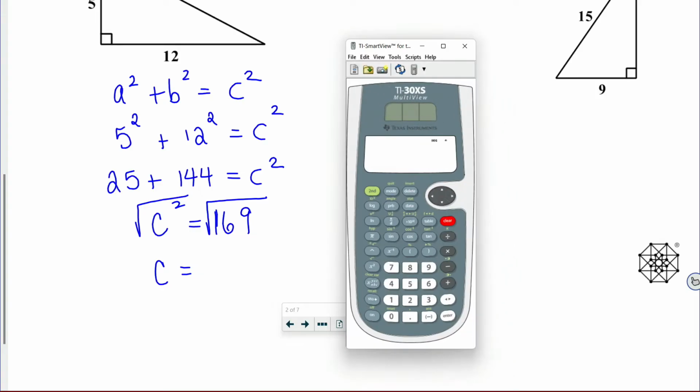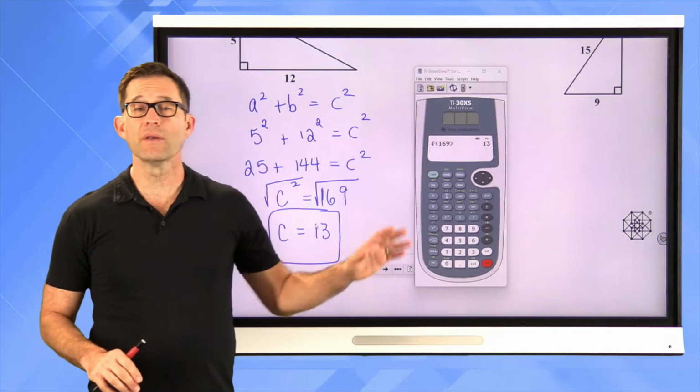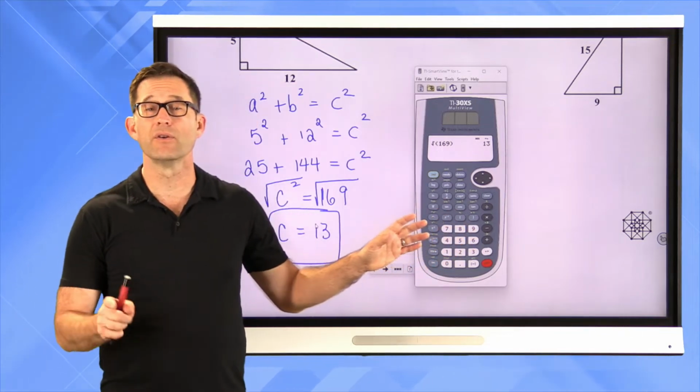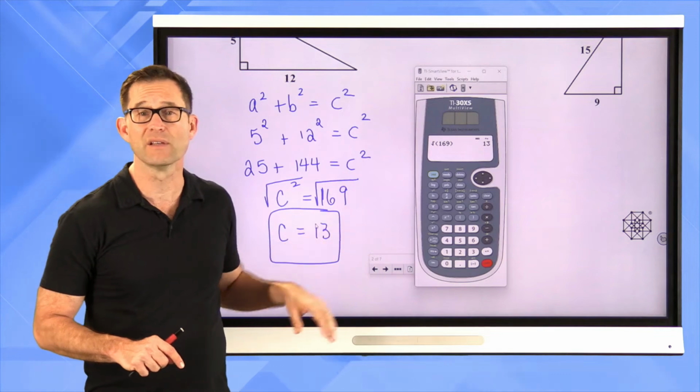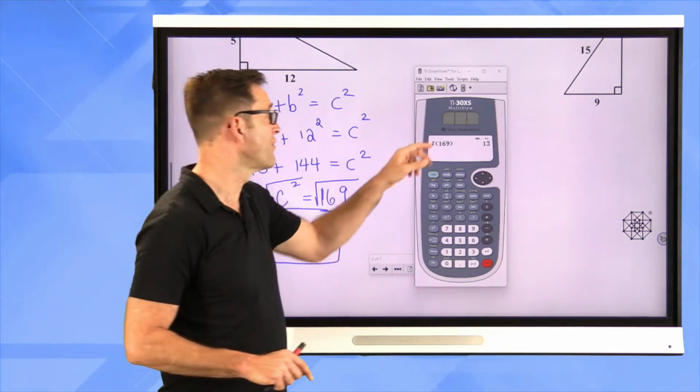But if you're not sure, you can always take out your calculator, either a scientific calculator or a graphing calculator will do, and use the square root button. In this case, C is 13. Again, make sure you've got a calculator handy for today. We're going to do at least one or two problems where we get a crazy-looking decimal, so it's helpful to have the calculator.